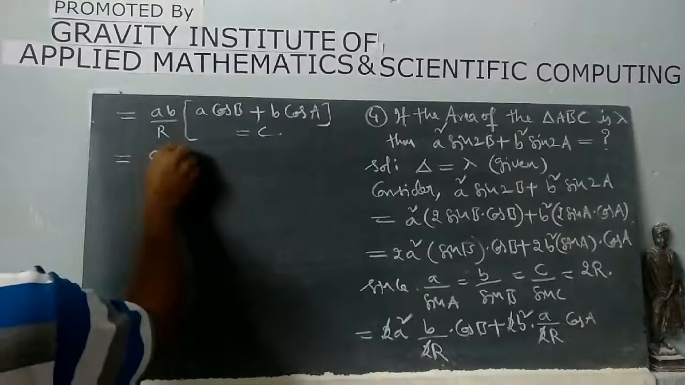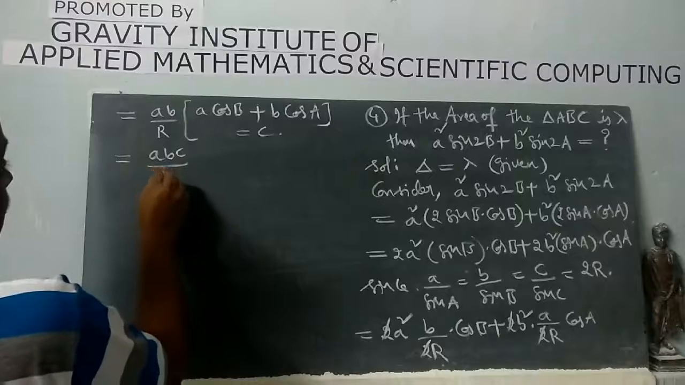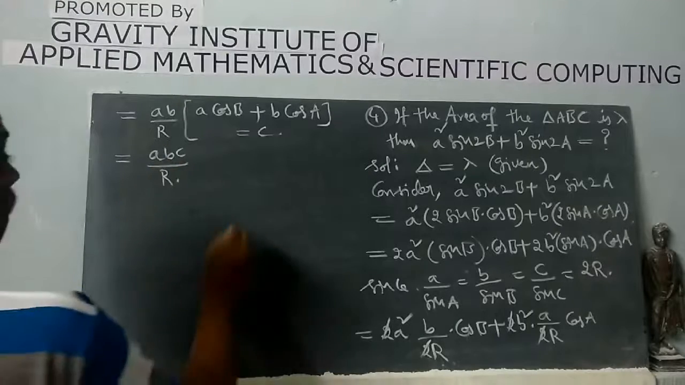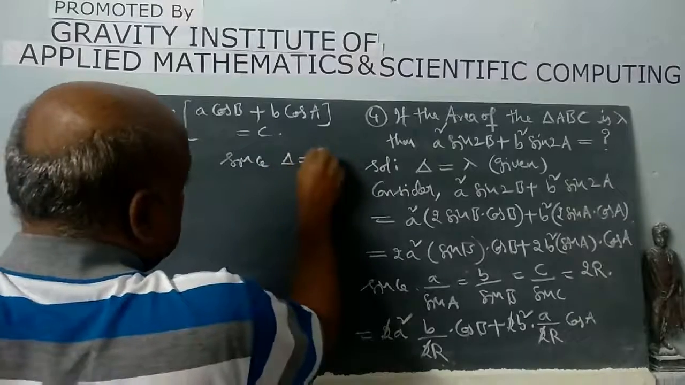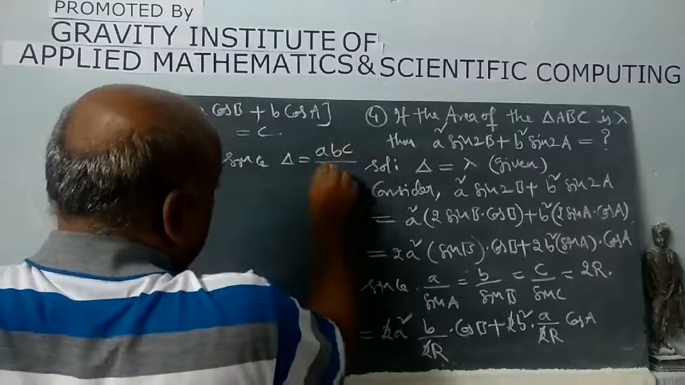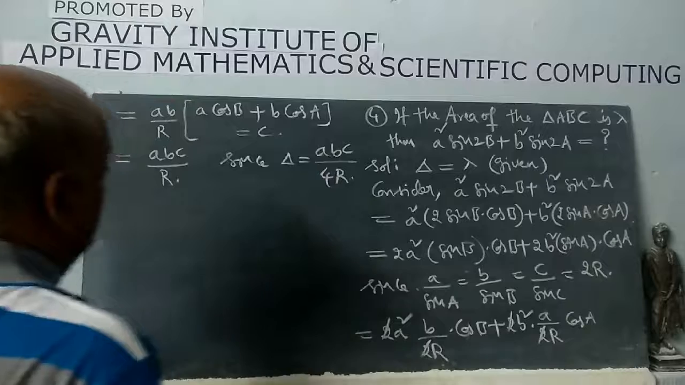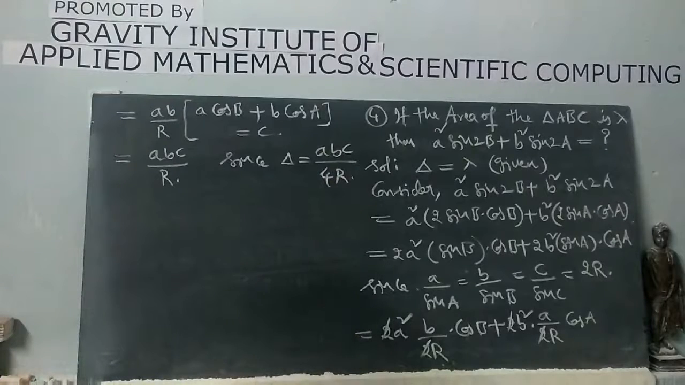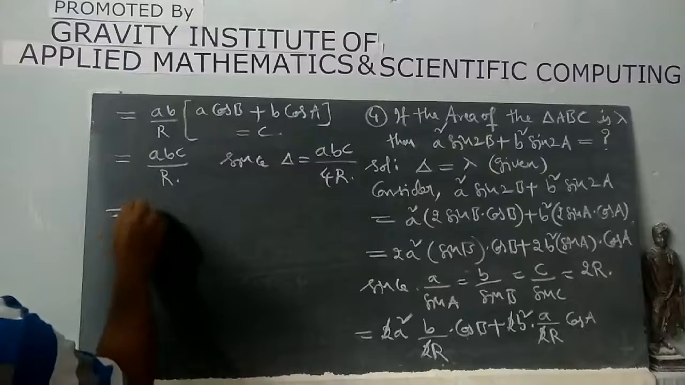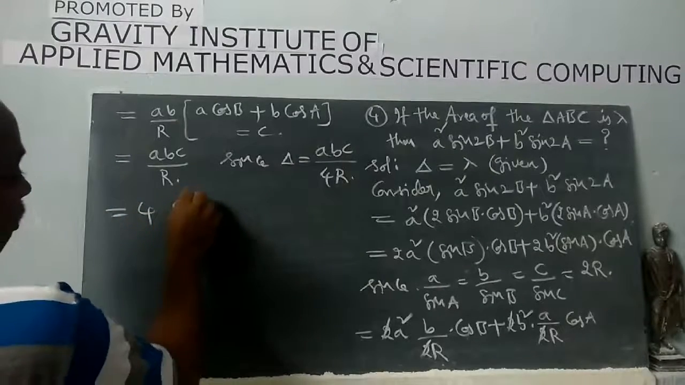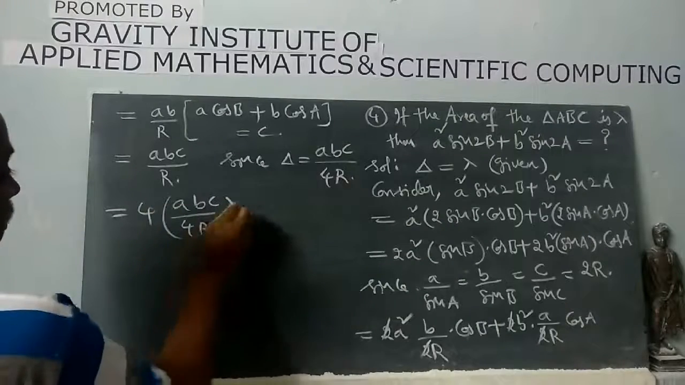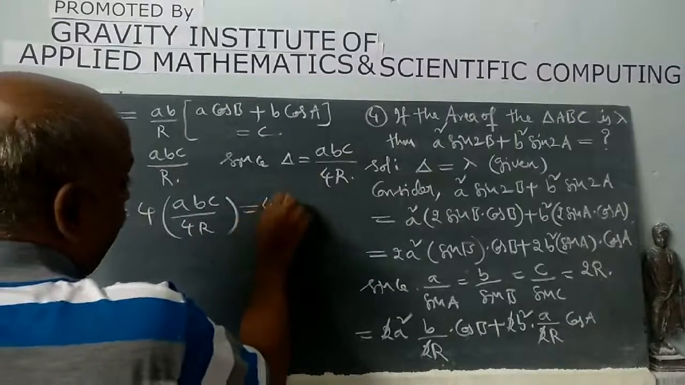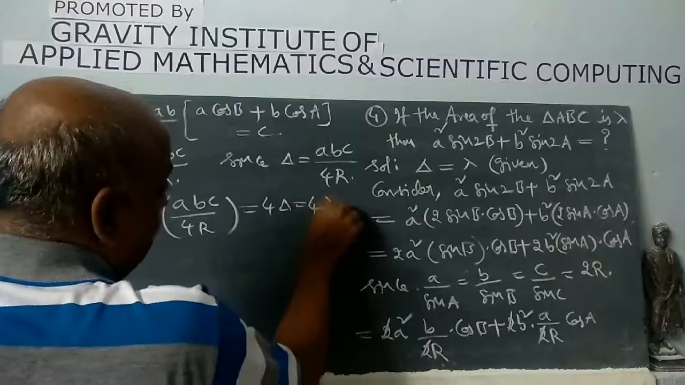So this is abc by R. Since delta is equal to abc by 4R, this is equal to 4 into abc by 4R. This is equal to 4 delta, which is equal to 4 lambda.